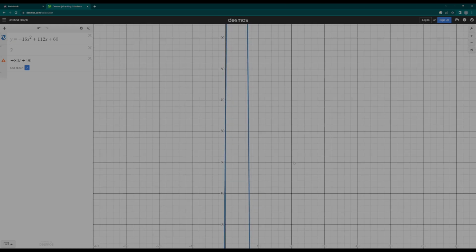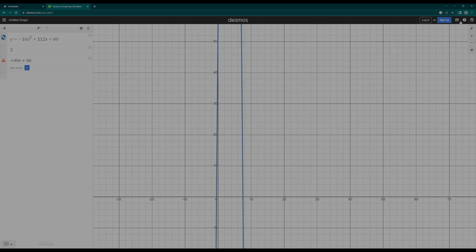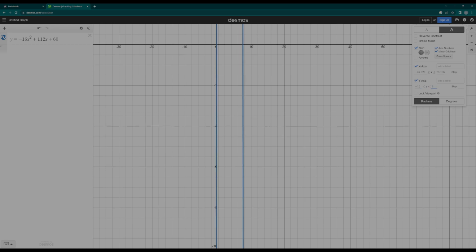Now on this computer program, if you don't know how to fully work everything, it's going to be hard. However, we could do some interesting things. I'm going to go up here and I'm going to say, well, my x-axis looks like garbage. Let's set it at negative 10 all the way up to 100.